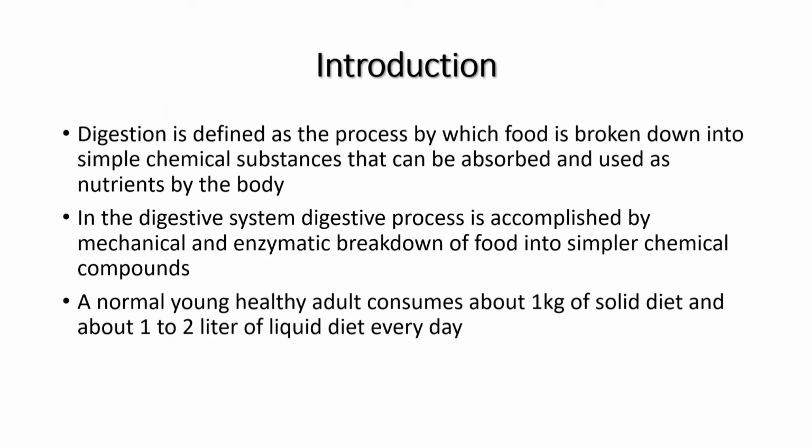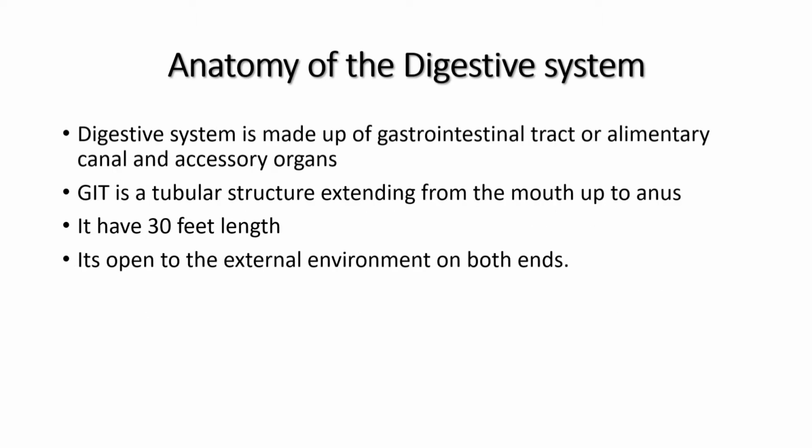Digestive system. Introduction. Digestion is defined as the process by which food is broken down into simple chemical substances that can be absorbed and used as nutrients by the body. In the digestive system, the digestive process is accomplished by mechanical and enzymatic breakdown of food into simpler chemical compounds. A normal young healthy adult consumes about 1 kilogram of solid diet and about 1 to 2 liters of liquid diet every day.